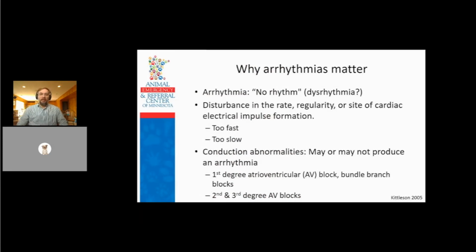So, arrhythmias, or not having rhythm. There can be two things that we see. One is disturbances in the rate, the regularity, or the site of heart conduction, or where it's coming from. That can cause arrhythmias that are either too fast or too slow. We can also see conduction abnormalities. Some of those don't cause arrhythmias. First degree AV block and bundle branch blocks can cause conduction abnormalities, but don't necessarily cause an arrhythmia. But some conduction abnormalities do. Second and third degree AV blocks can cause arrhythmias.